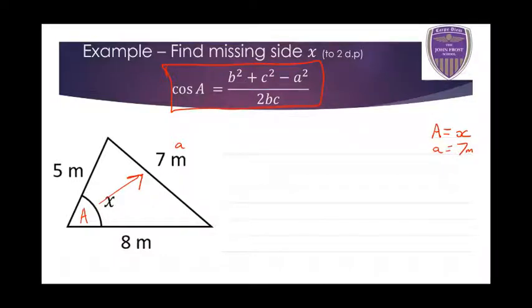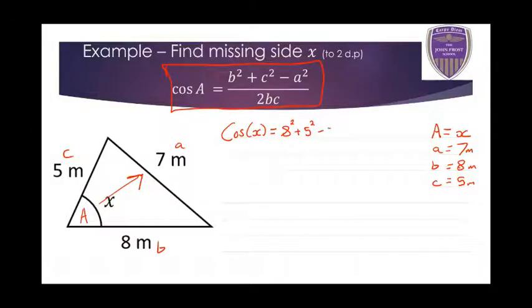After this, it doesn't matter which one is B or C. B and C can be either or. So I'm just going to have B as 8 and C as 5 meters. So I've labeled up my triangle now, and now I can just plug these numbers into this formula and find out the missing angle. To substitute in now, cos angle A, which is x, equals b squared, that was 8, so 8 squared, plus c squared, which was 5, so 5 squared.